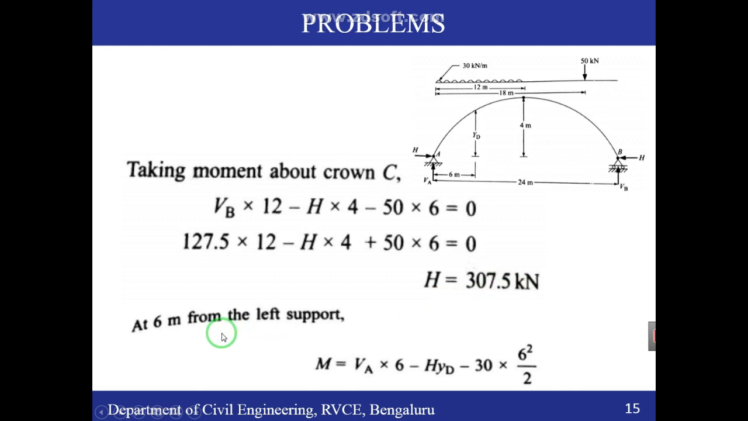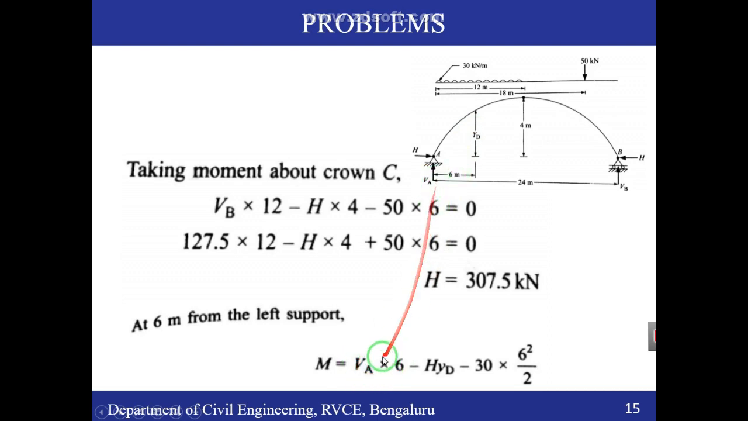So now we are going to find out the value of moment at 6 meters from the left support. So you can see here 6 meters from the left support, we are calling this rise as YD. So if we are calling this rise at 6 meters as YD, so the support reaction will be VA.